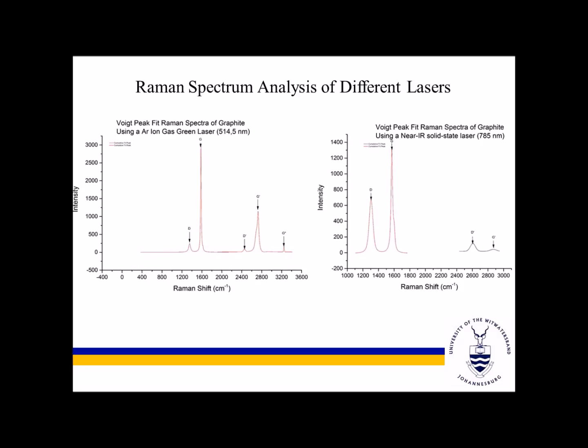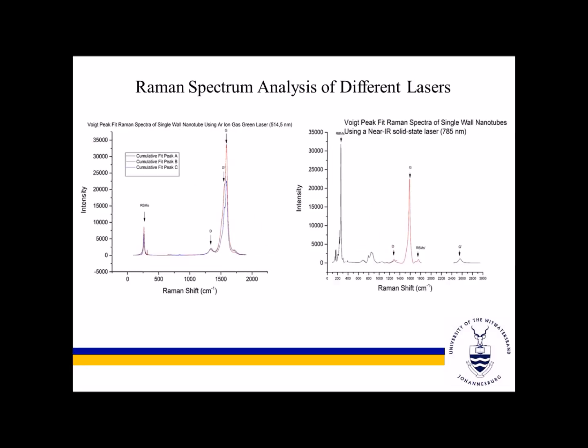Again, we see the red and green laser. In this case, the green laser produces stronger peaks, and the red laser produces less intense peaks. Now we get to single-wall carbon nanotubes. Again, we see the G and D bands present, and interestingly, they can be used in a ratio to determine the quality of the single-wall carbon nanotubes.